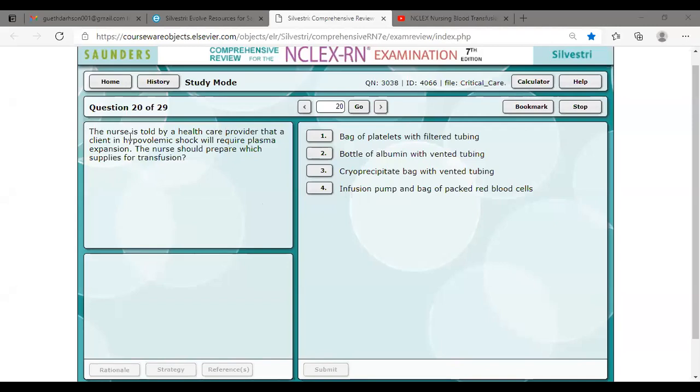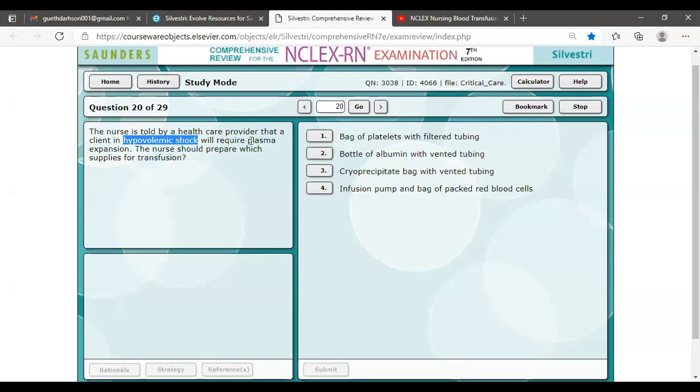The question: the nurse is told by a healthcare provider that a client is in hypovolemic shock. Hypovolemic shock means blood volume goes down, blood pressure goes down, and the patient develops shock and requires plasma expansion. The nurse should prepare which supply for transfusion.